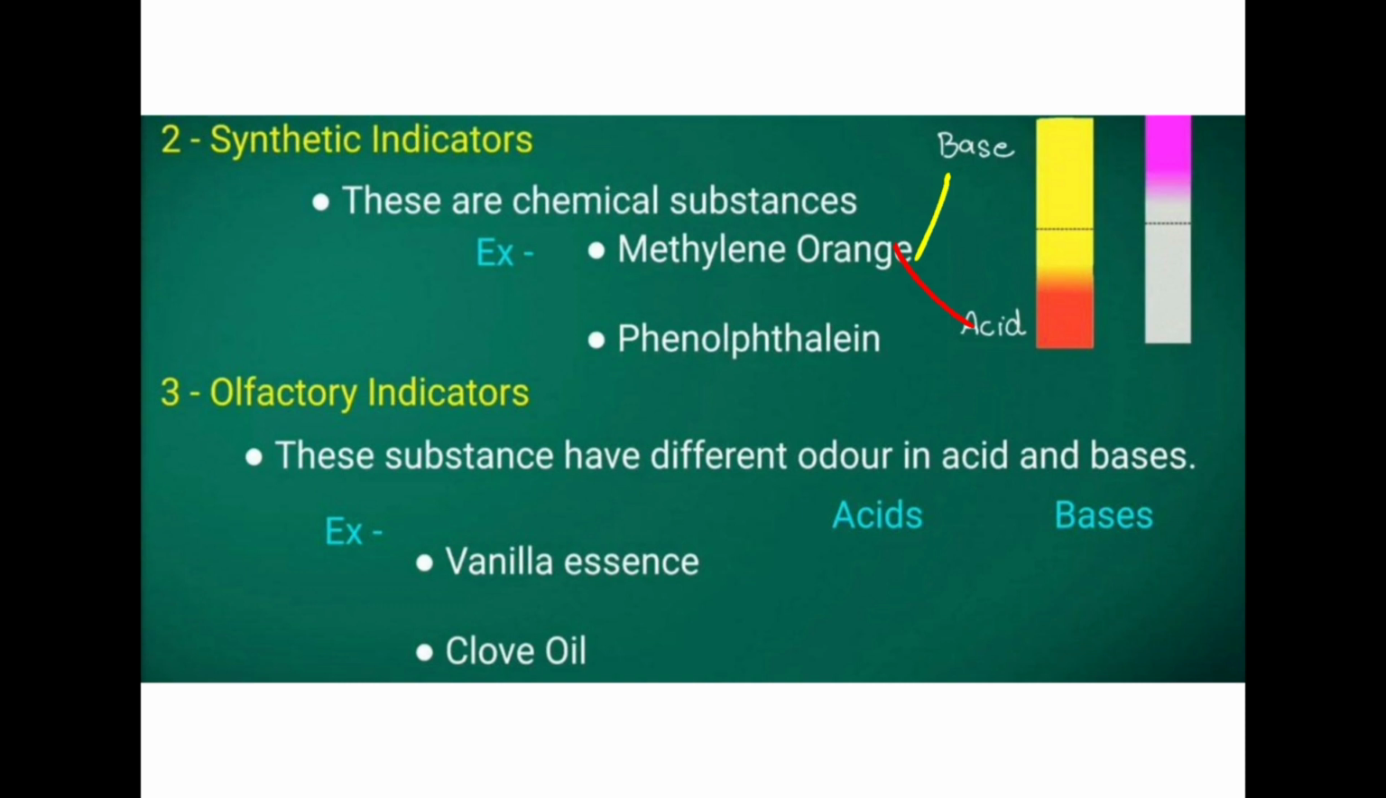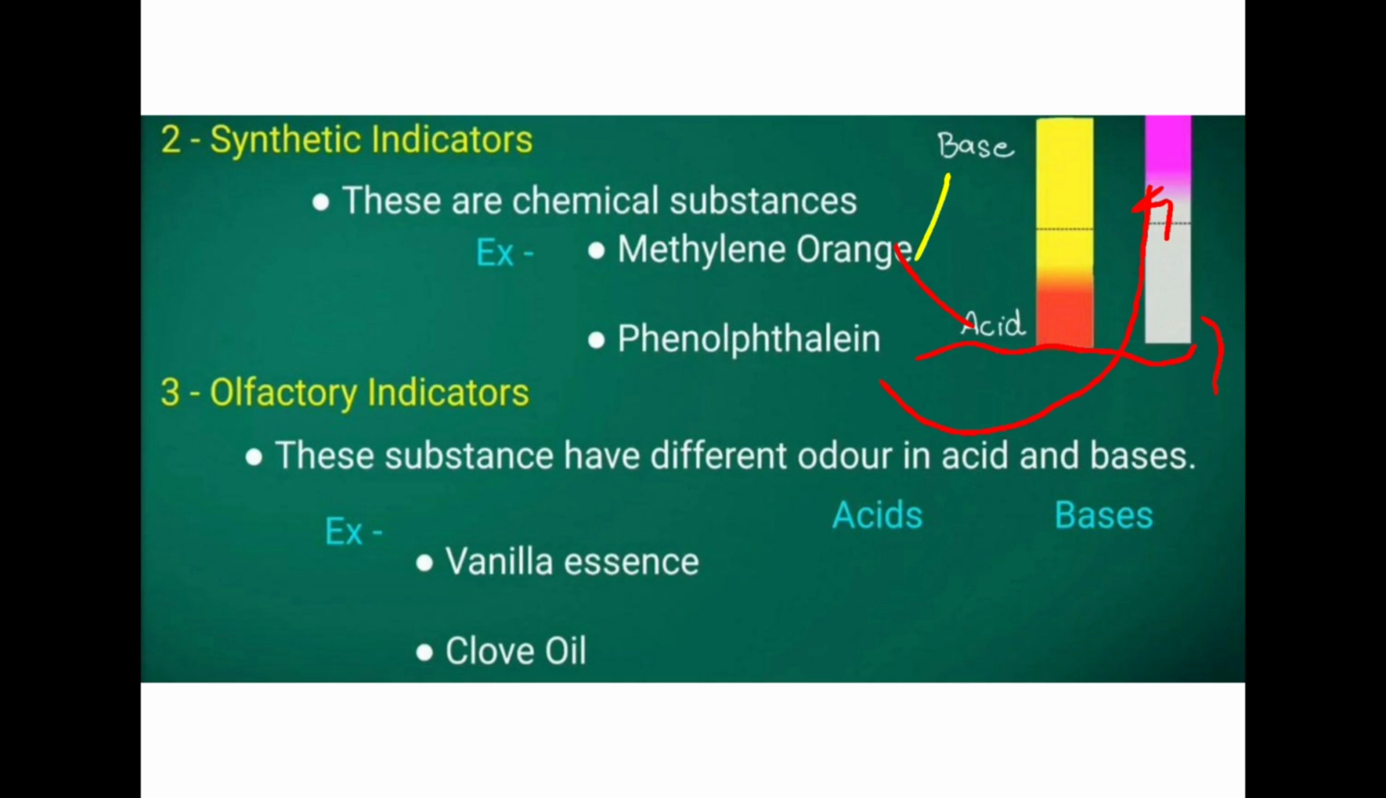Similarly, phenolphthalein will give colorless in acid, and in base it will give pink, a dark pink color. So phenolphthalein in base is pink in color, but in acid it is colorless. In acid it is colorless, and in base it will give pink color.